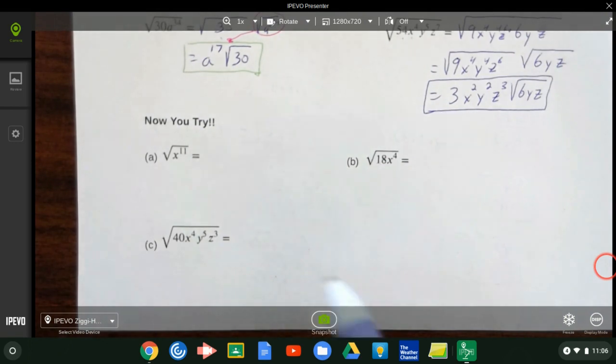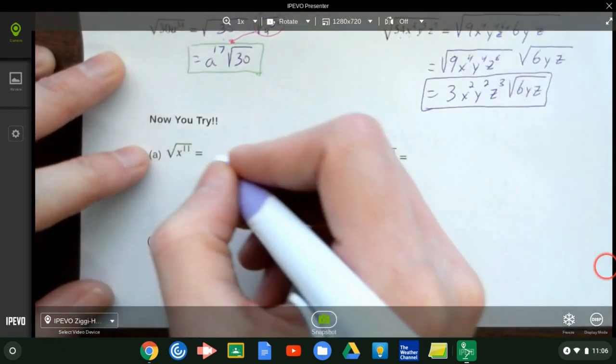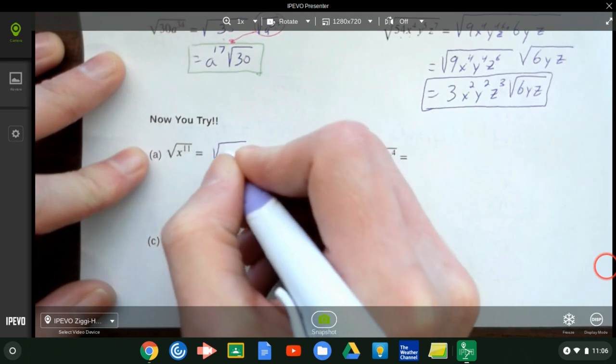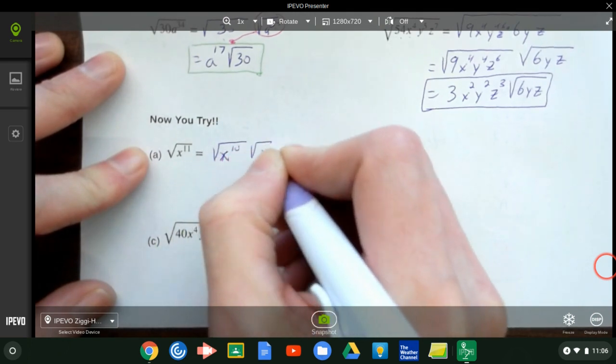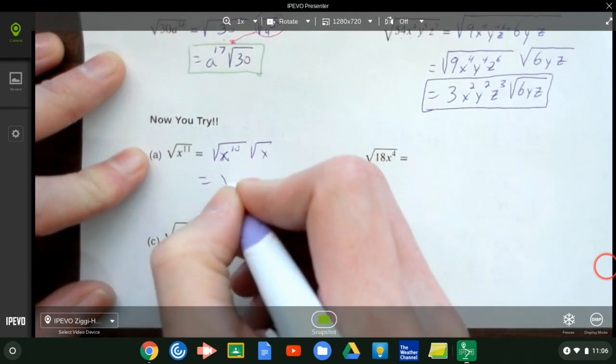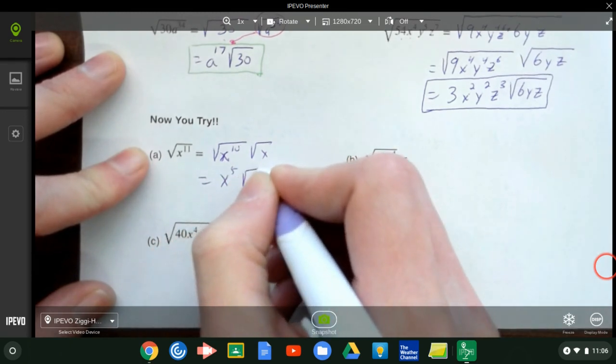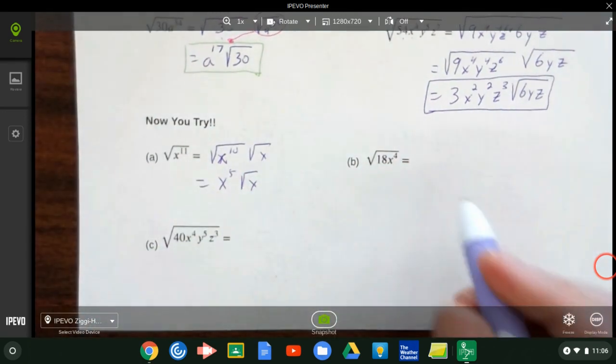Okay, x to the 11th. 11's an odd number, so I'm going to break it up with an even number, 10, and a single. Half of 10 is 5. Square root of x. Same idea with the square root here.